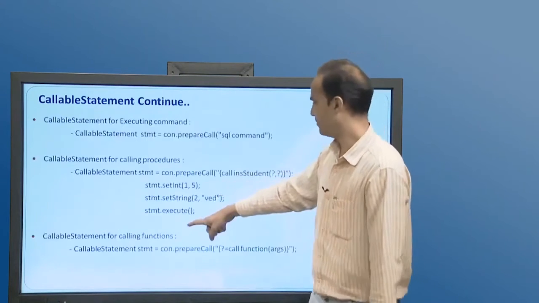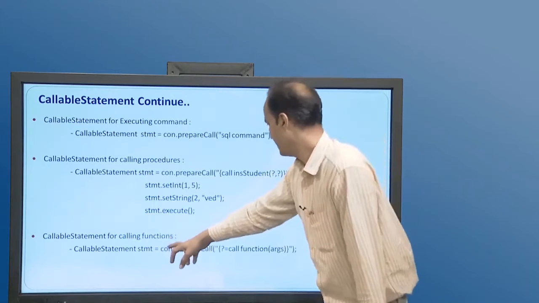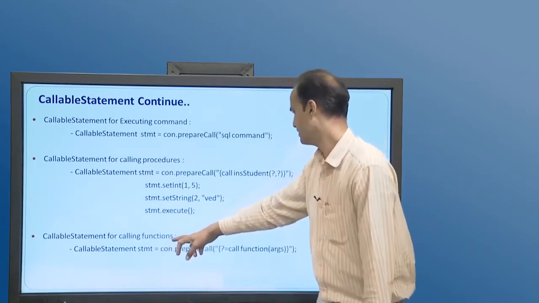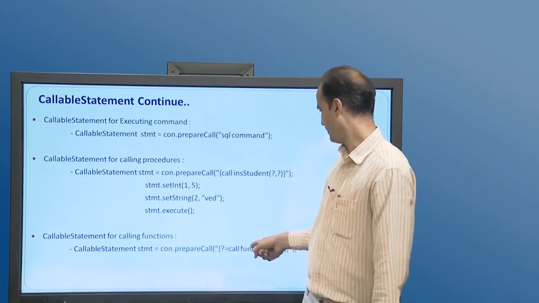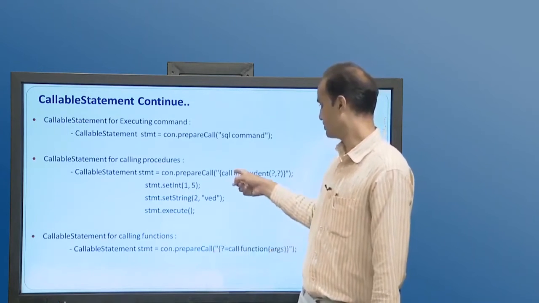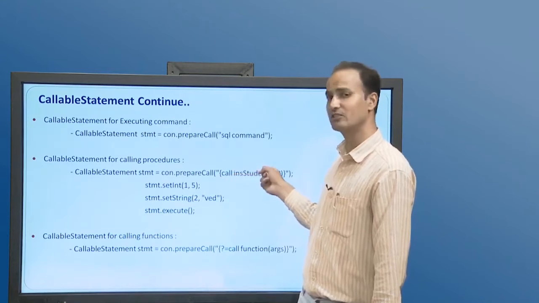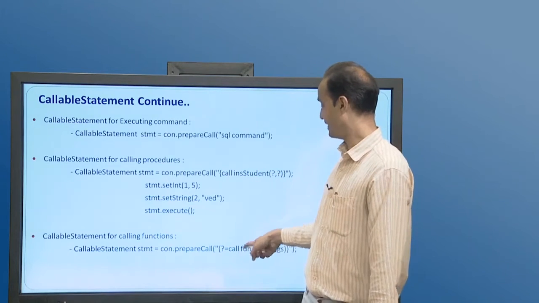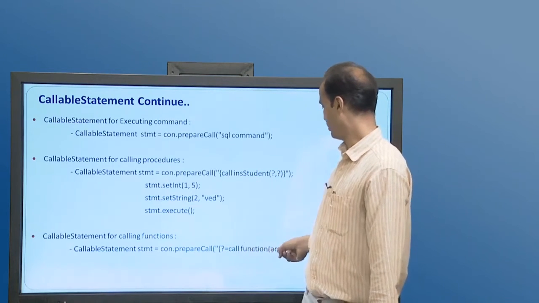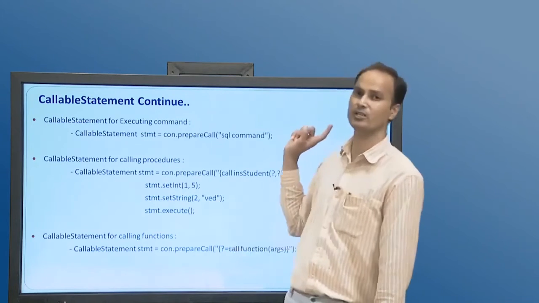And third, if you want to call a function from the database, we will create a statement interface instance, connection.prepareCall, and we will call a function. So see here the syntax. In a stored procedure we were writing curly brackets and using call. So this will call the stored procedure, while here we are writing call, the function and arguments, but at the same time we have initially written a question mark and an equals sign.